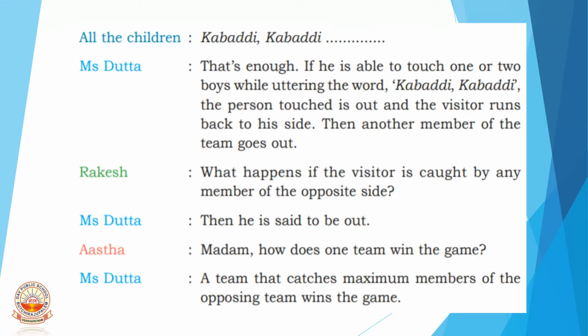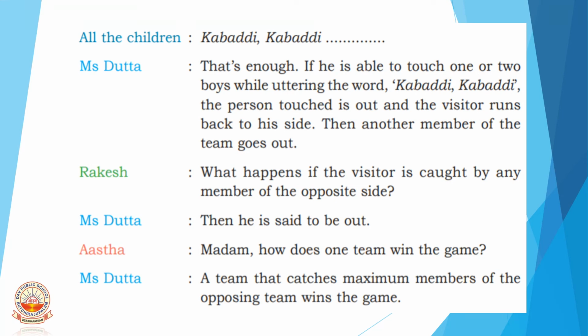All the children in the class, Kabaddi Kabaddi. Datta: That's enough. If he is able to touch one or two boys while uttering the word Kabaddi Kabaddi, the person touched is out and the visitor runs back to his side. So when this person goes to the opposing team and he touches one or two persons, that's enough. He gets 2 points. Then another member of the team goes out. So while uttering the word Kabaddi Kabaddi, if he touches any person, then that person has to go out of that team.